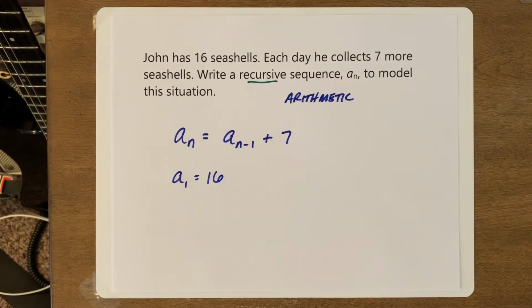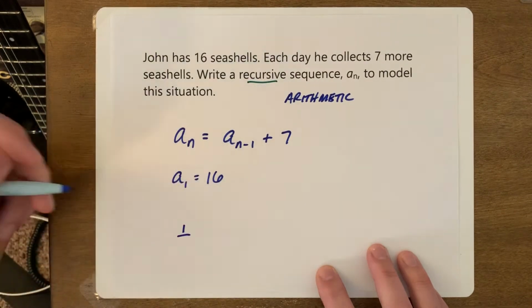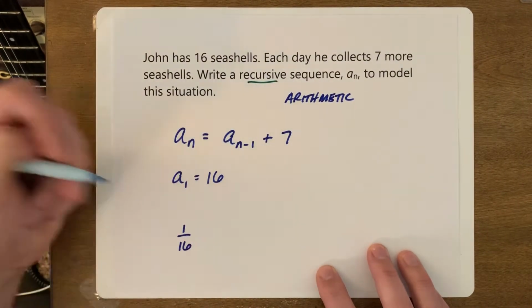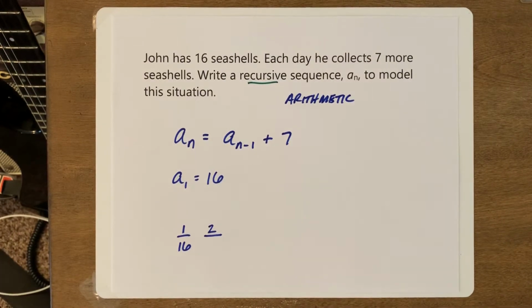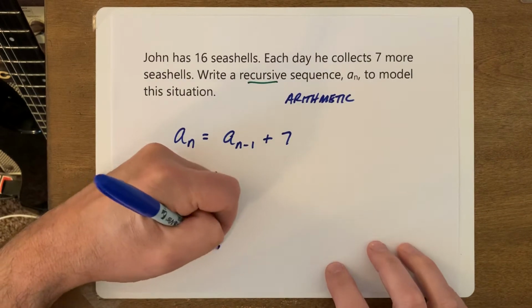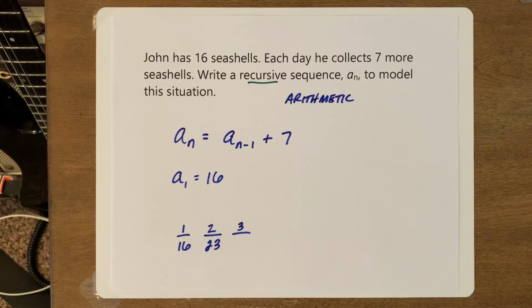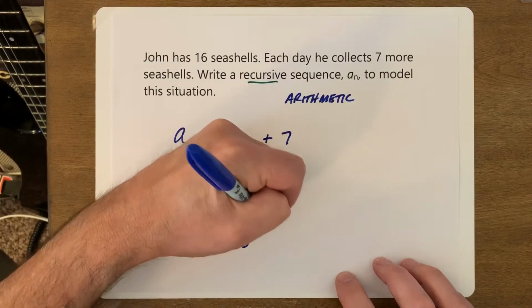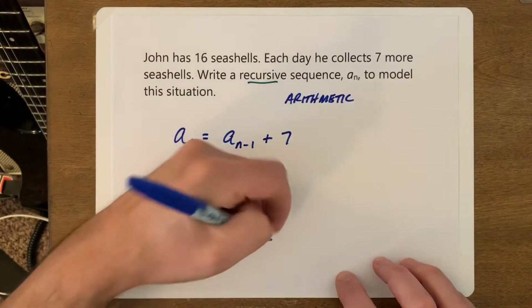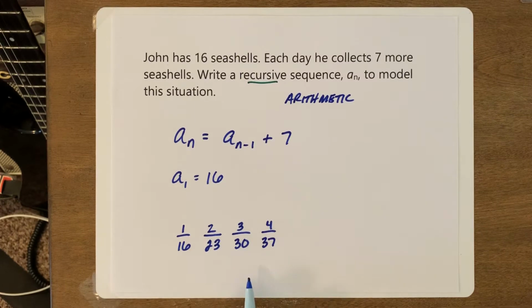So here's what's going on here. We have the term number 1, and the first term is 16. The second term, we're going to add 7 to that. So 16 plus 7 turns out to be 23. The third term of this sequence, you just add another 7 to that, and you get 30. The fourth term, add another 7 to it, and you get 37, and so on. That's just the first 4 terms of this sequence.